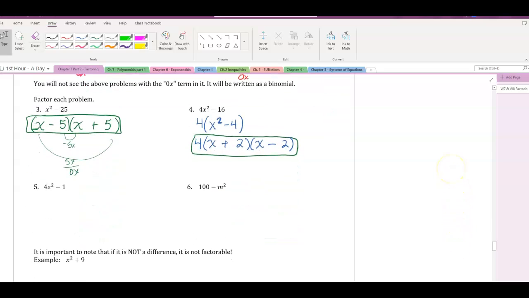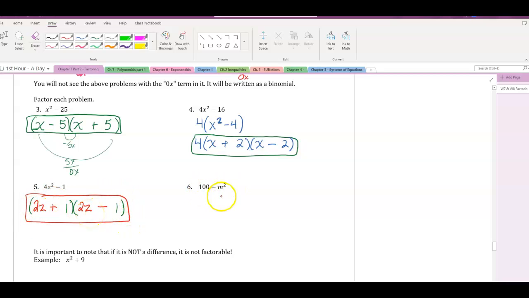Same thing with number 5. I do not have a GCF. Now, I could use 4z and z and 1 and 1, but that's going to give me 1z, and this is going to give me 4z, which is not going to give me 0z in the middle. So it's important when we only have those two terms that they need to be the same thing. They just need to be what's called conjugates of each other, where one of them is positive and one of them is negative. But they have to have the same values.